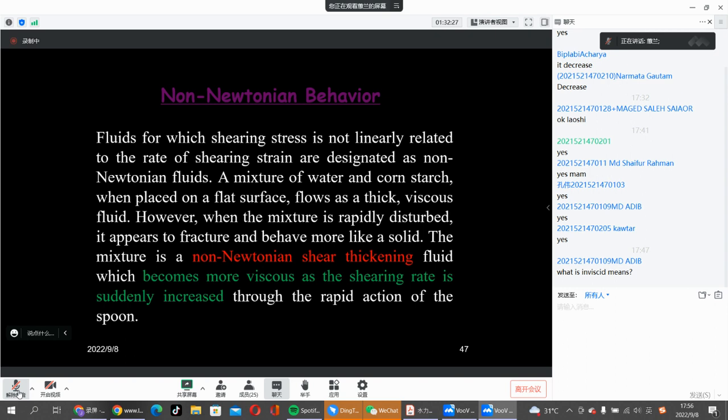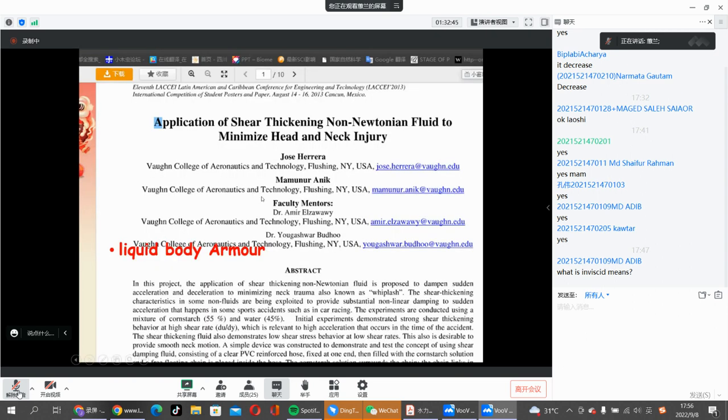Here is a shear thickening fluid. Some viscosities also change with time, but here we don't consider viscosity change with time. And we got this shear thickening fluid. So we got a lot of applications of shear thickening non-Newtonian fluid. Just like here, we got the application of shear thickening non-Newtonian fluid to minimize head and neck injury. Also, we got this liquid body armor.